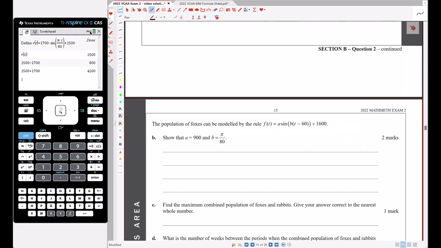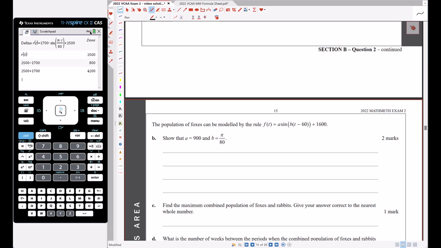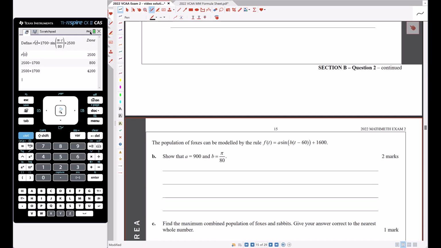Show that the population of foxes can be modelled by this rule. Show that A equals 900 and B equals pi on 80. Now, I didn't like this question last year.